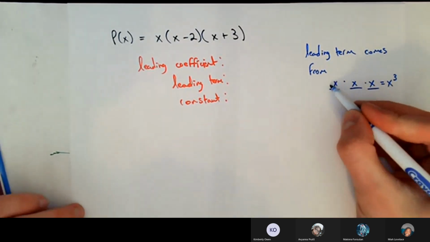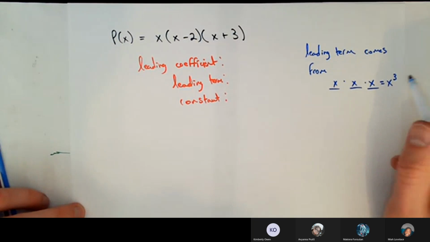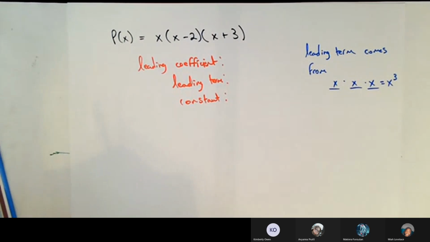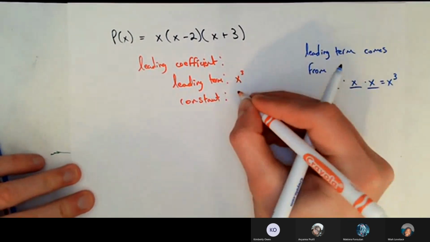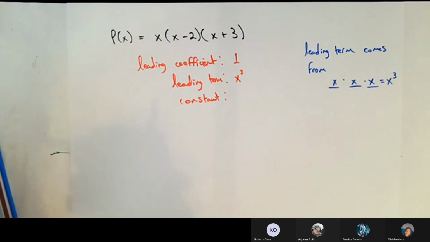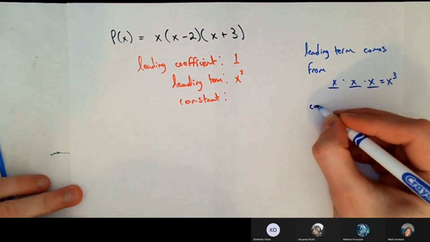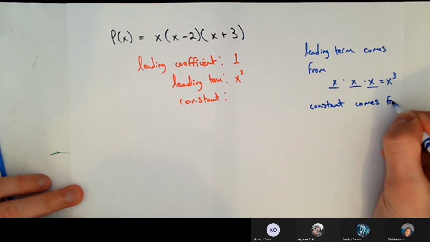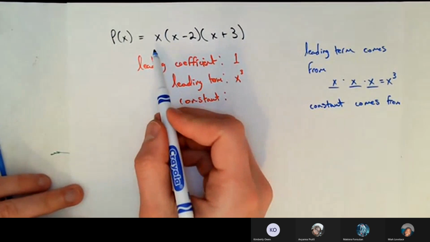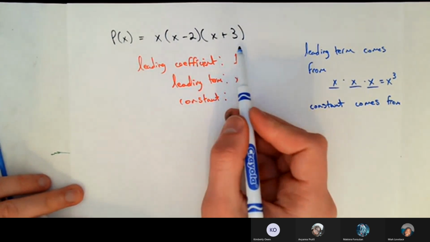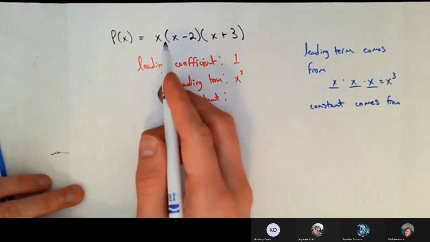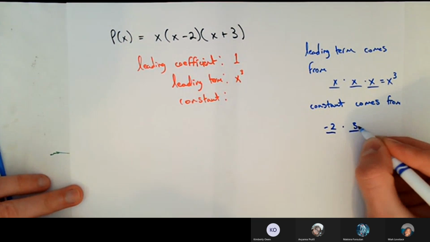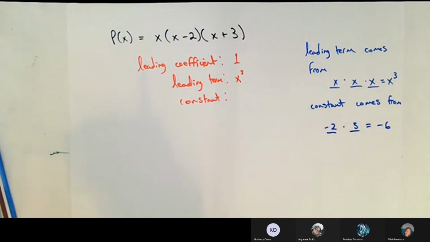And in this case, all of their coefficients were just 1. So it just ends up being x cubed. So my leading term is x cubed. And my leading coefficient then, well, what's the coefficient on there? It's just a 1. Not very interesting there. Now, what about the constant? Well, the constant is going to come from the product of all of the constant numbers inside the factors. So there's nothing here for the first one, and then it's going to be -2 times 3, which gives me -6.